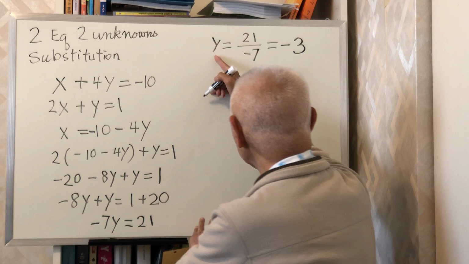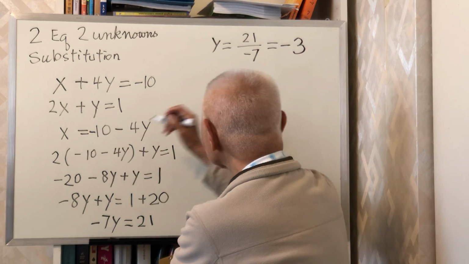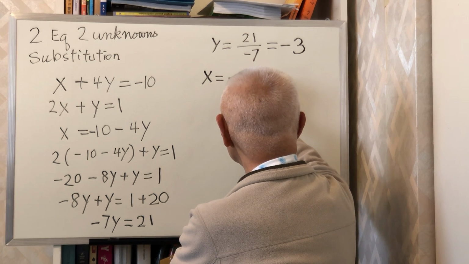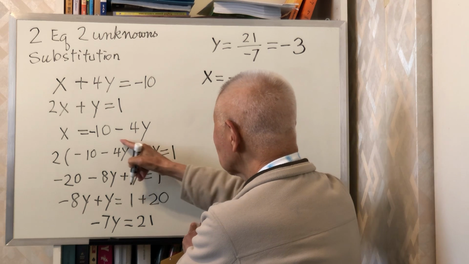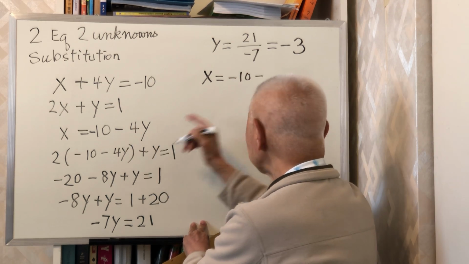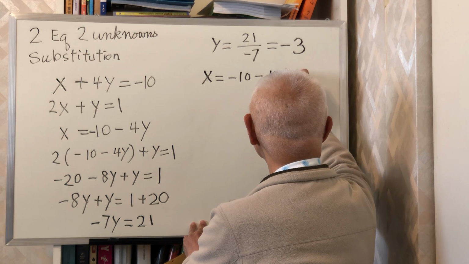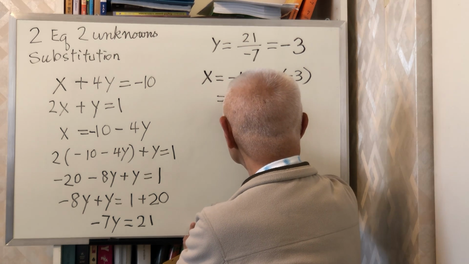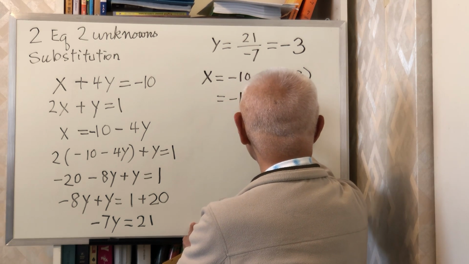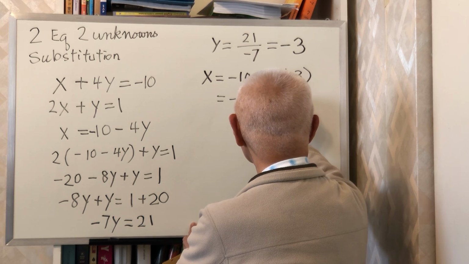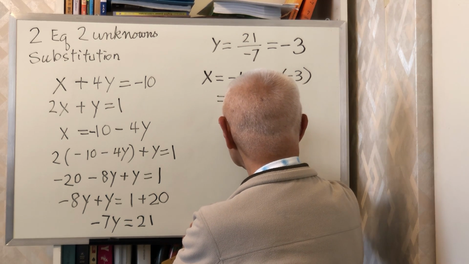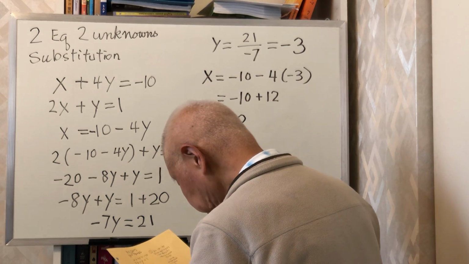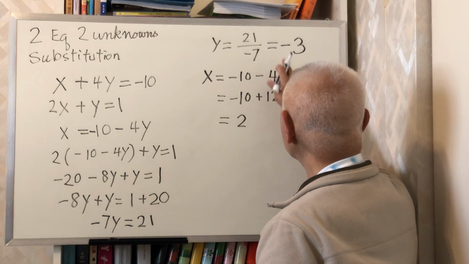Then I can put my y into here to find x. x is minus 10 minus 4y. So this is minus 10 plus 12, and this is 2. So my answer is x is 2, y is minus 3.